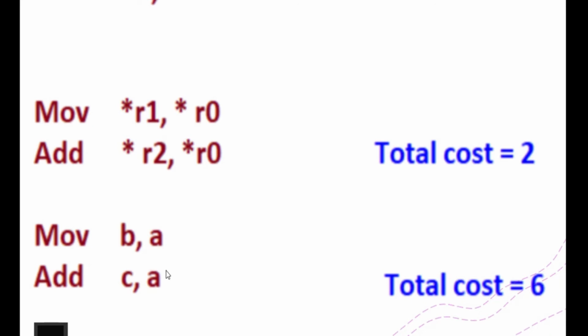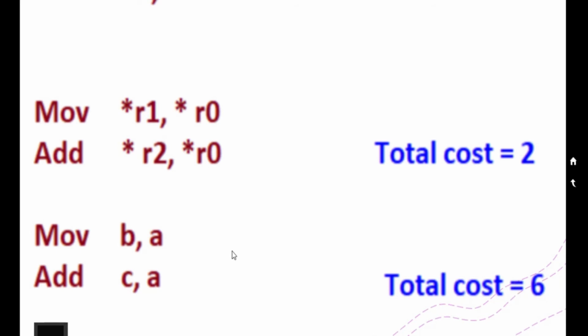So B comma A cannot be directly performed because we have to first move any one of the variables to the register, and from that register only we will move to another variable. So it involves 2 memory operations, and this also involves 2 memory operations. So the overall cost for this instruction is equal to 6.